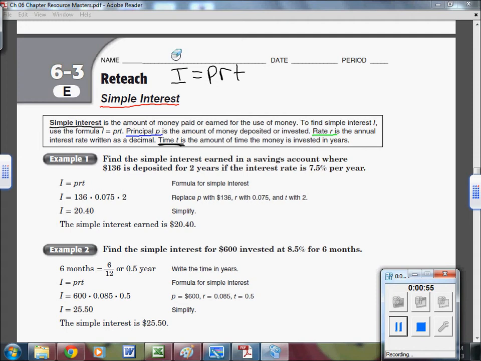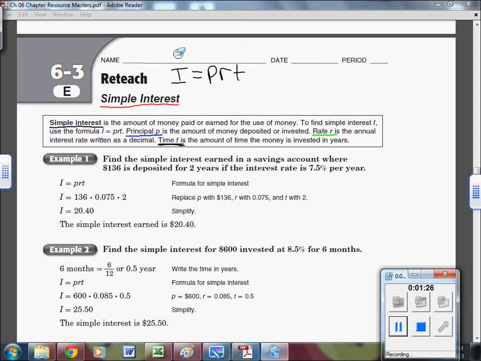I stands for the interest, meaning the amount of money you made. Because remember, we said that you're loaning people money, and their way of saying thank you and making it worth your while is they're going to pay you interest. That interest is some kind of extra money that you're going to earn. If you look at the definition, simple interest is the amount of money paid or earned for the use of money. They're paying you for letting them use your money, or vice versa. If you're the one that borrows the money, you're going to pay them back with interest.